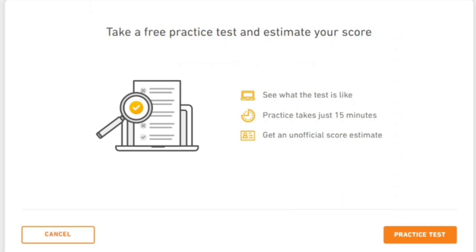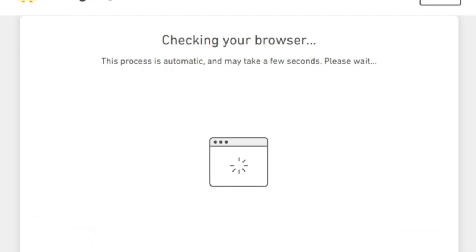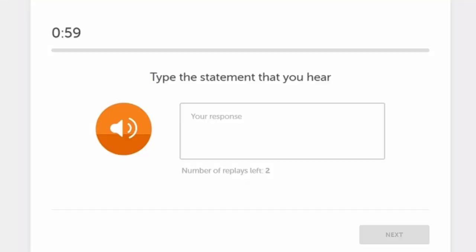So as we click on the practice test, our test will get started, and after loading you will see the first question. So this is our first question. In this question you are asked to type the statement that you hear. It means you will hear a statement and you have to write that statement in the given box. One thing to remember, if you are unable to understand in the first attempt, there are options. You can listen to that statement 3 times, otherwise you will not get any other chance.